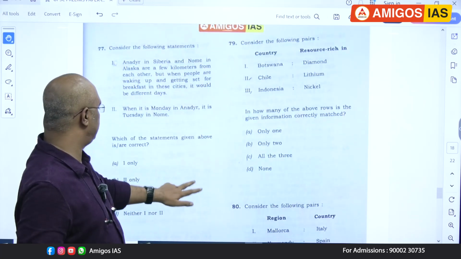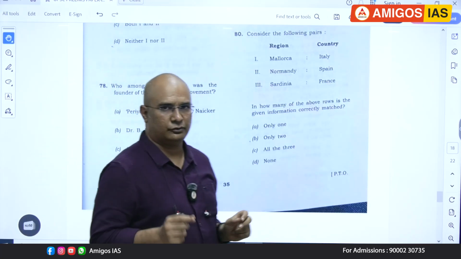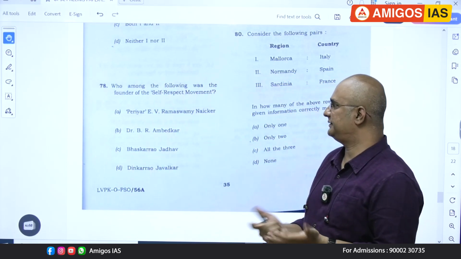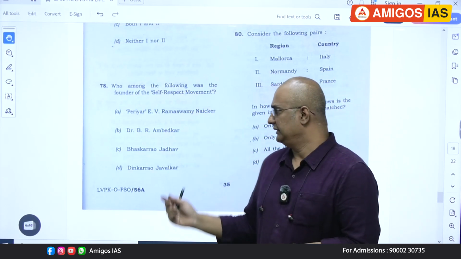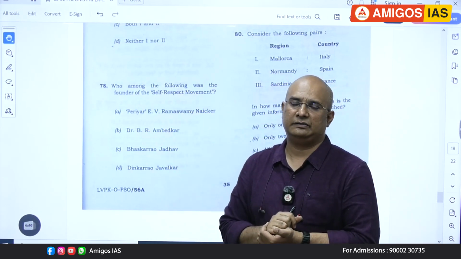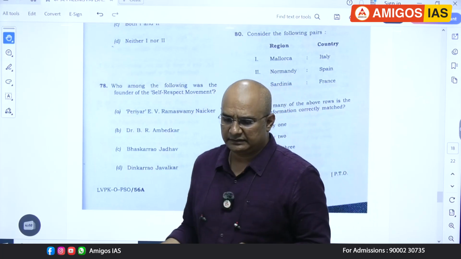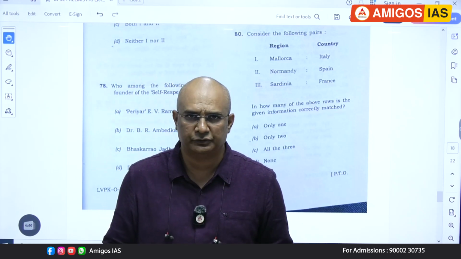And the last question that we have is again a very, very straightforward question, which is coming from the Modern India Social Justice Reform Movements chapter. Who among the following was the founder of the self-respect movement? No need to even look at all these options. Directly, the answer is Periyar E.V. Ramaswamy Naikar.